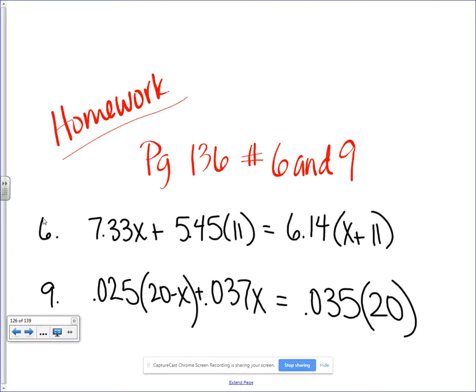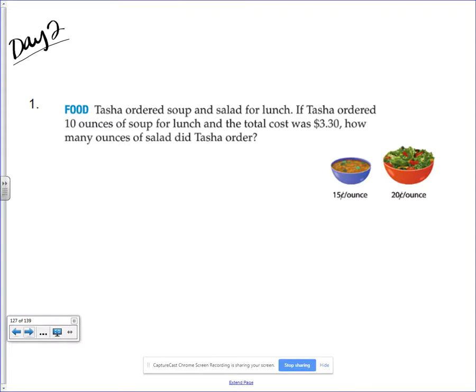Okay, so we're going to go through your handout for day 2. That is in your packet that you got yesterday. Tasha ordered soup and salad for lunch. Tasha ordered 10 ounces of soup. Total cost was $3.30. How many ounces of salad did Tasha order?